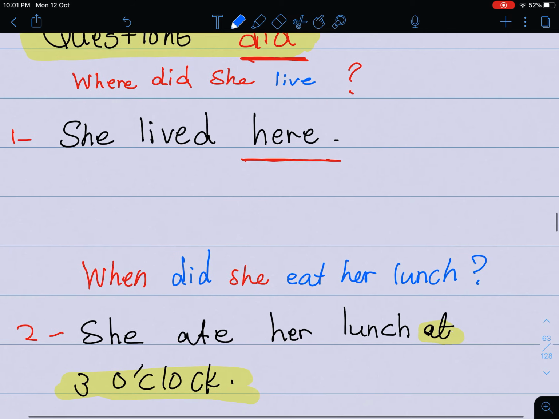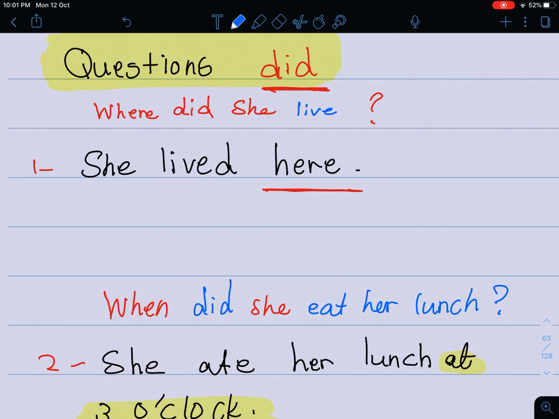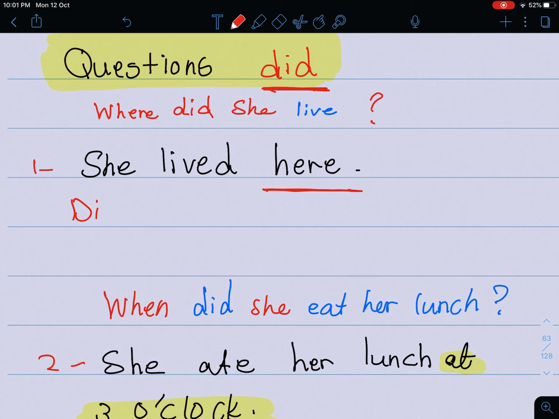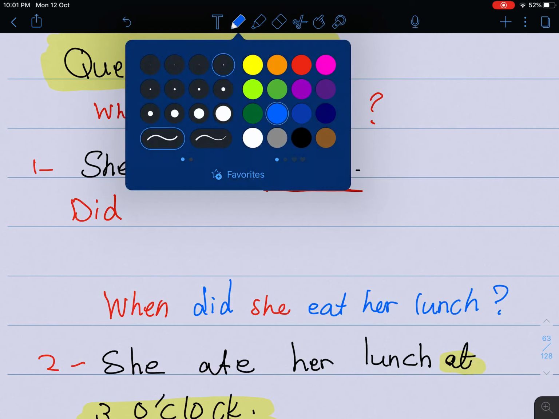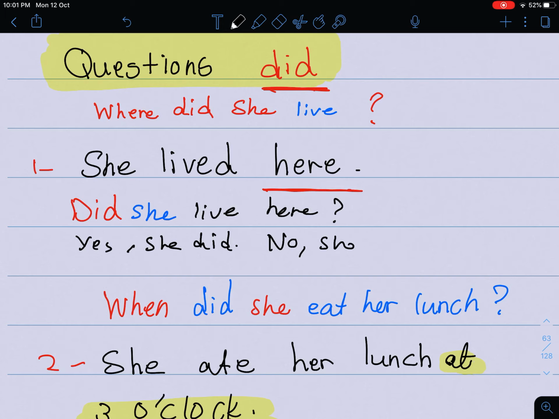خلينا نرجع للجمل ذولي برضو. She lived here. She ate her lunch at 3 o'clock. أنا طبعا سويتها information question ونسيت إني مفروض أسويها yes or no question. طبعا أنتوا عارفين yes or no question راح أبدأ بشيء إجابته yes or no. ببدأ بالdid وطبعا راح يكون بعدها subject، did she. وطبعا الفعل برضو يرجع لأصله. Did she live here. And the answer: yes, she did, or no, she didn't.